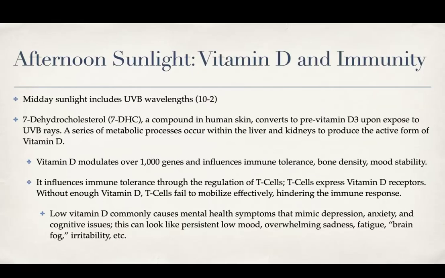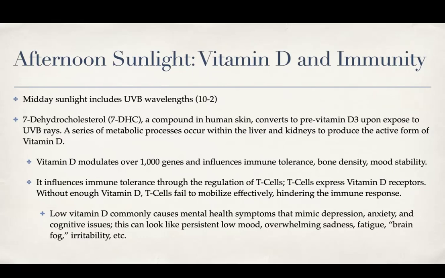This afternoon sunlight is going to help support vitamin D and immunity. Midday sunlight is going to include UVB wavelengths. This is typically going to be between 10 and 2. Again, that's going to vary on location, time of season, all those different factors. Again, no pop quiz, but that 7-DHC is going to convert to pre-vitamin D3 upon receiving these UVB rays. There's going to be a series of metabolic processes that occur in the liver and kidneys, and that's how we actually get the active form of vitamin D.